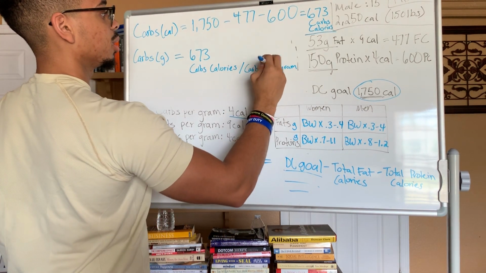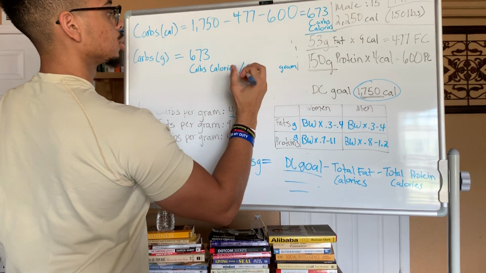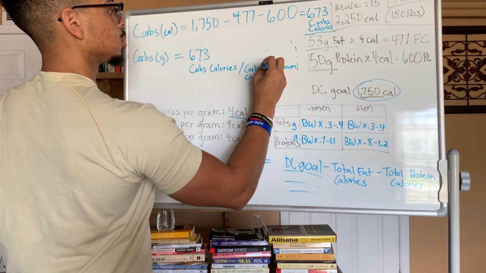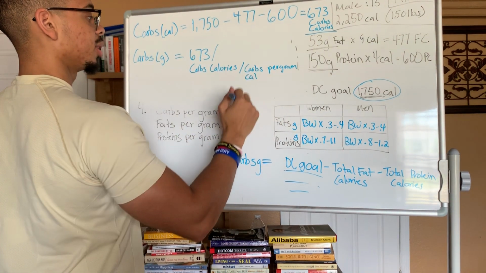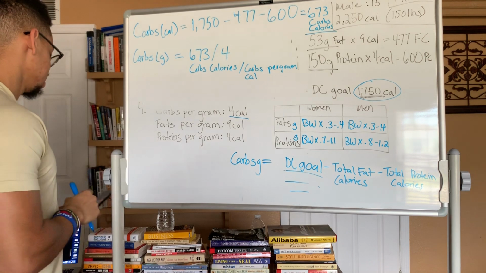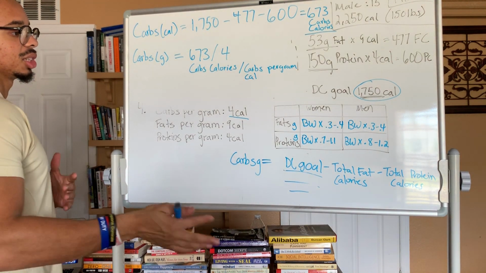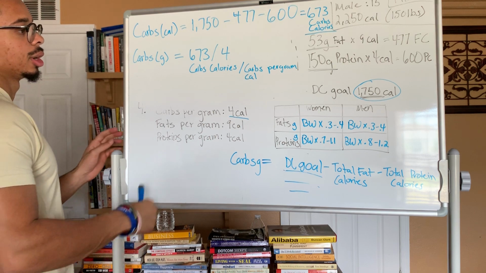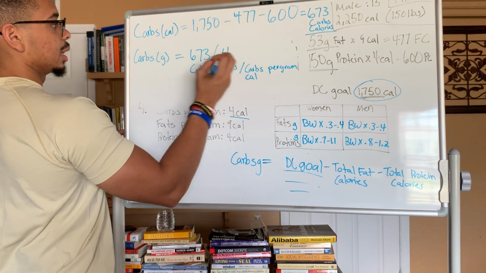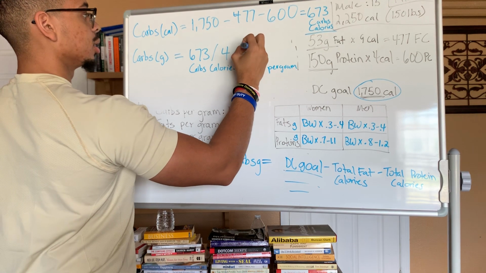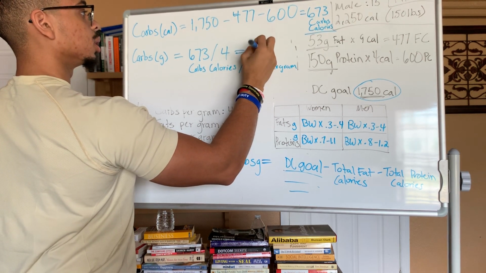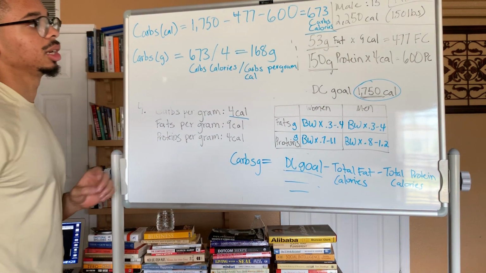Carb calories per gram. So that would be 673 divided by 4, which gives us 168.25. Let's just say 168, round down. And in that case, we would have the amount of carbs in grams that he would need to eat.